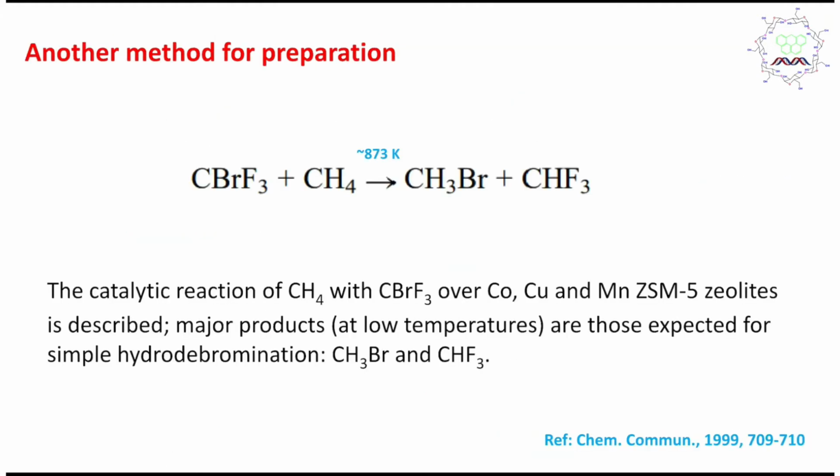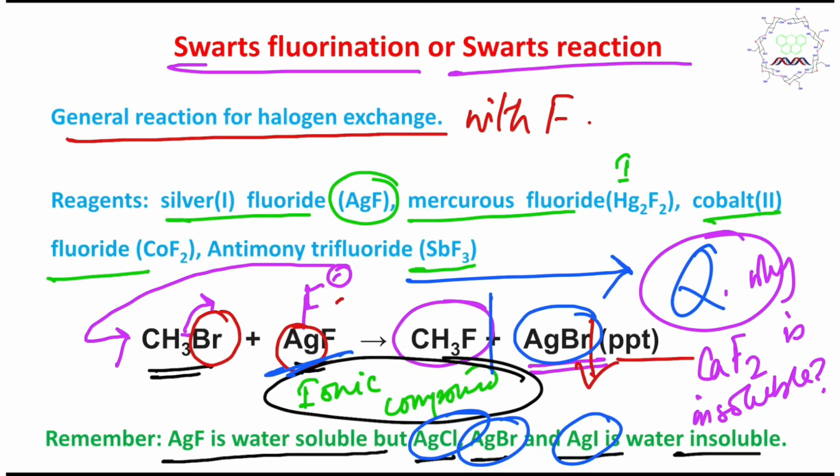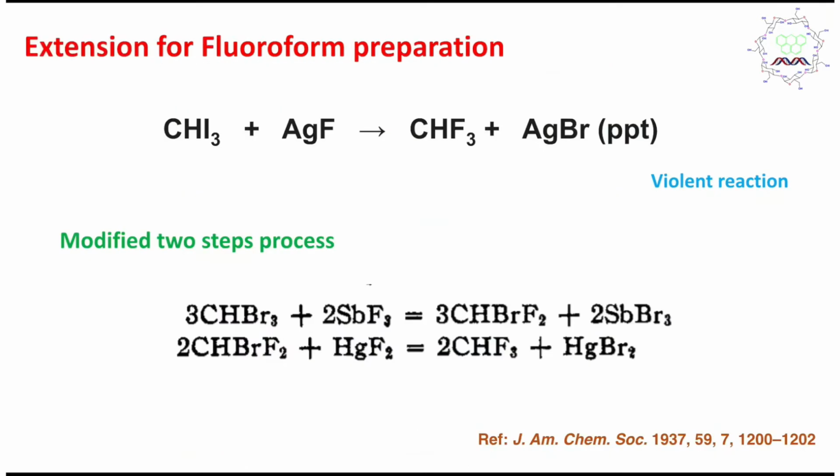Previously, if you look here, we have prepared methyl fluoride, but it is still not fluoroform. Question: how can you prepare fluoroform using this Swarts reaction? If we treat iodoform with silver fluoride, it will produce fluoroform plus, not silver bromide, it is silver iodide. It will be precipitated out.